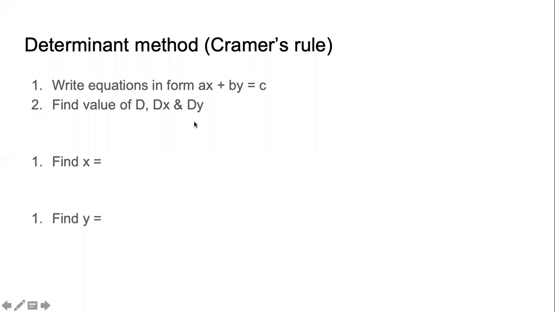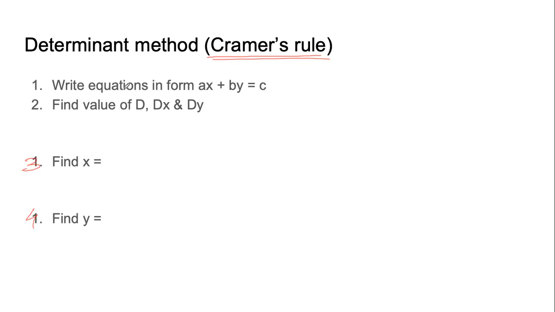Now, once we know how to find the value of the determinant, we can use that concept to solve simultaneous linear equations in two variables. Very, very, very easy. And this method was discovered by a mathematician, Cramer. So it's also called Cramer's rule, which uses the determinant. Very simple, 2 steps or 3 steps. Let's call it 3, 4.